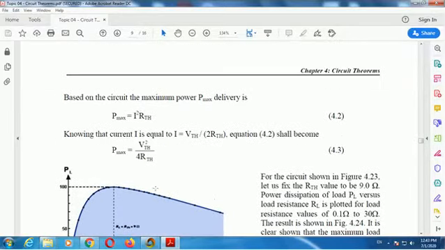The maximum power formula is what? VTH squared divided by 4 RTH. This is the maximum power theorem: VTH squared divided by 4 RTH.